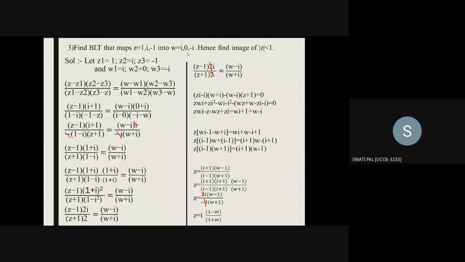First of all, we will label the points: z1 equals 1, z2 equals i, z3 equals -1, and w1 equals i, w2 equals 0, w3 equals -1. So, we'll apply the cross ratio formula: (z - z1)(z2 - z3) upon (z1 - z2)(z3 - z) equals (w - w1)(w2 - w3) upon (w1 - w2)(w3 - w).